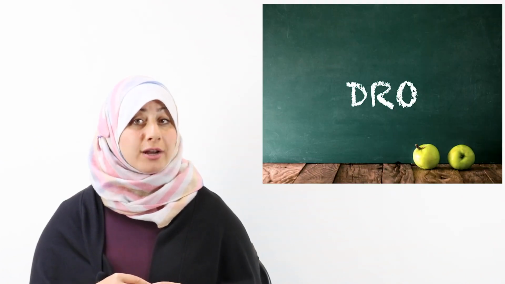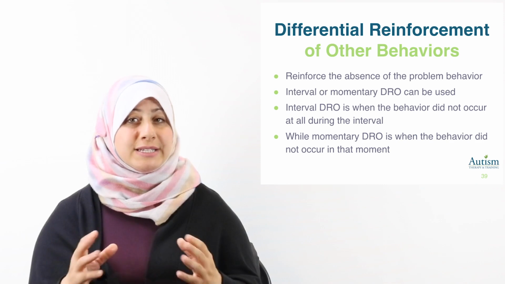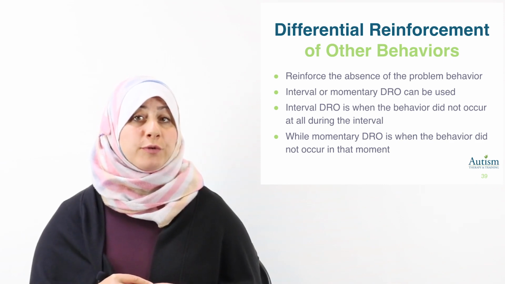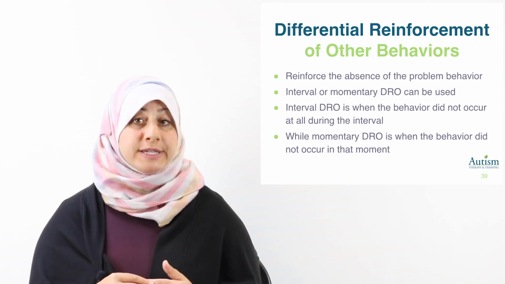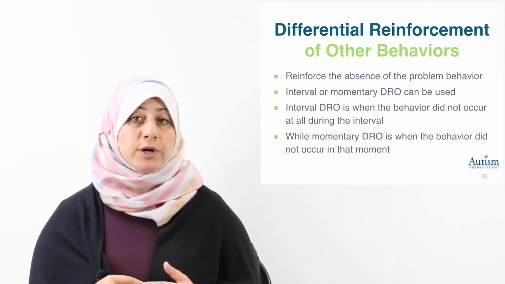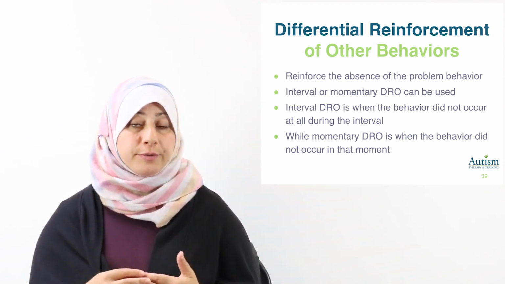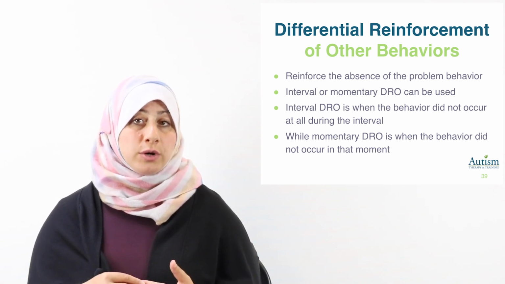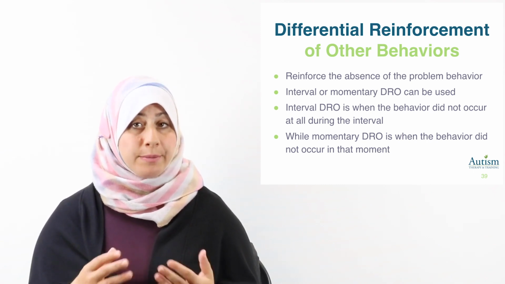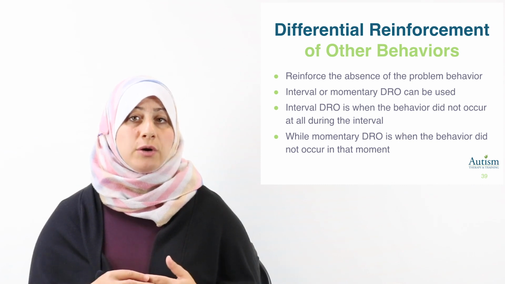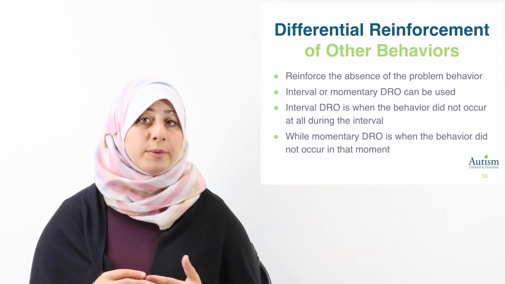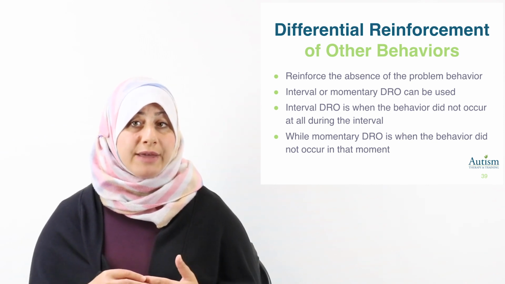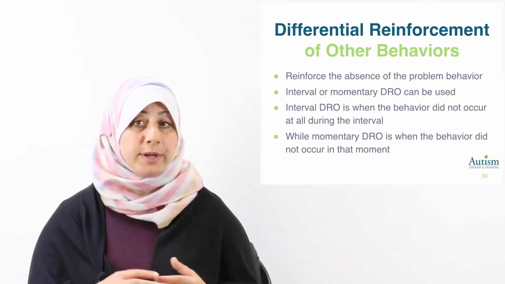All right, let's talk DRO. A DRO procedure is when you reinforce the absence of the problem behavior. So when the behavior is not occurring, you would reinforce on a given interval. Interval DRO or momentary DRO can be used. Interval DRO is when the behavior did not occur at all during the interval, while momentary DRO is when the behavior did not occur in that moment.